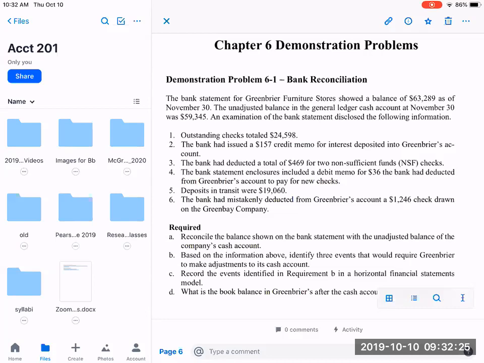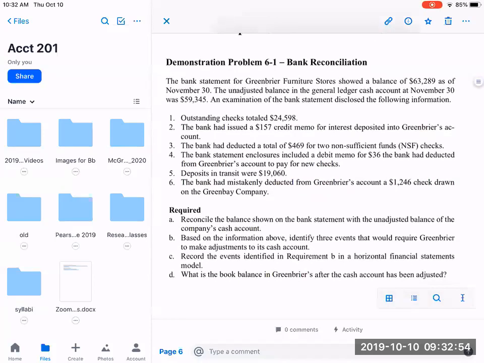Our goal with a bank reconciliation is to find out what the quote unquote true cash balance is. Essentially, what are the differences between the two? Do we need to make any adjustments to our accounting records, like an adjustment to your check register, or did the bank make a mistake, which sometimes happens? So we're going to reconcile the balance shown on the bank statement. We're going to identify 3 events that would require adjustments to their own check register, the general ledger cash account, and record those events. Then we're going to identify what the book balance is after it has been adjusted.